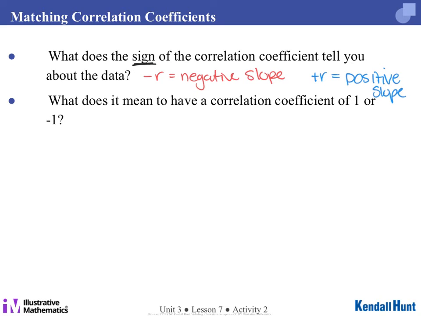The second question I'd like you to consider is, what does it mean to have a correlation coefficient of 1 or -1? And like we saw in the graphs, to have a 1 or a -1, all the points line up on that line. So think about that, and also I'm going to show you a positive 1 and a negative 1, which look like this.